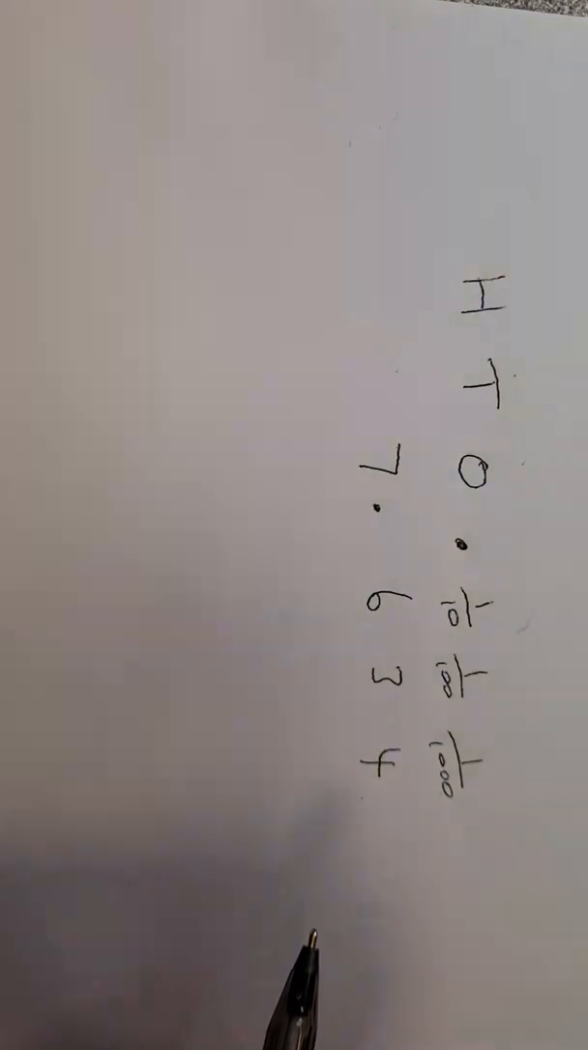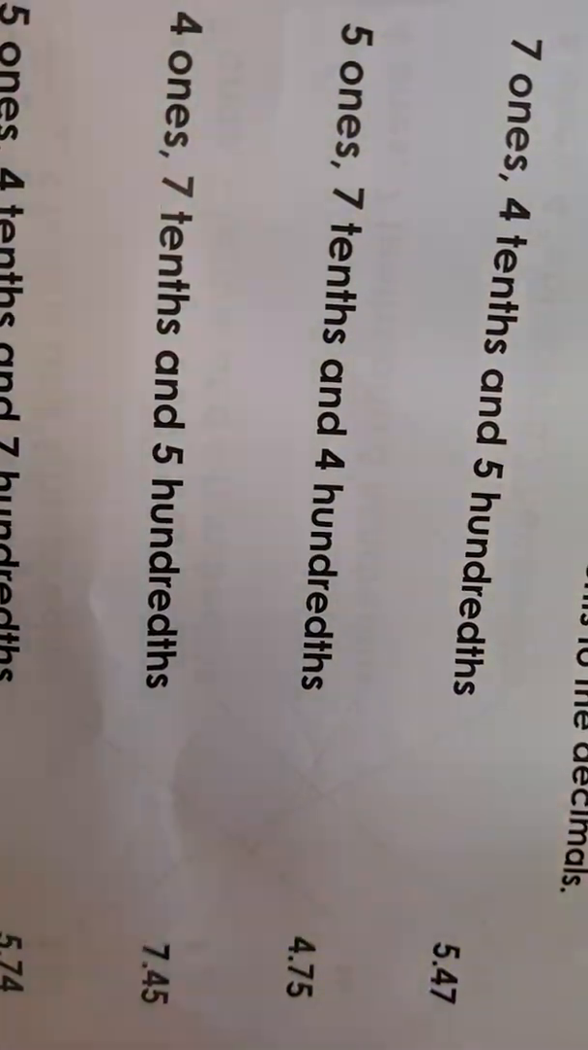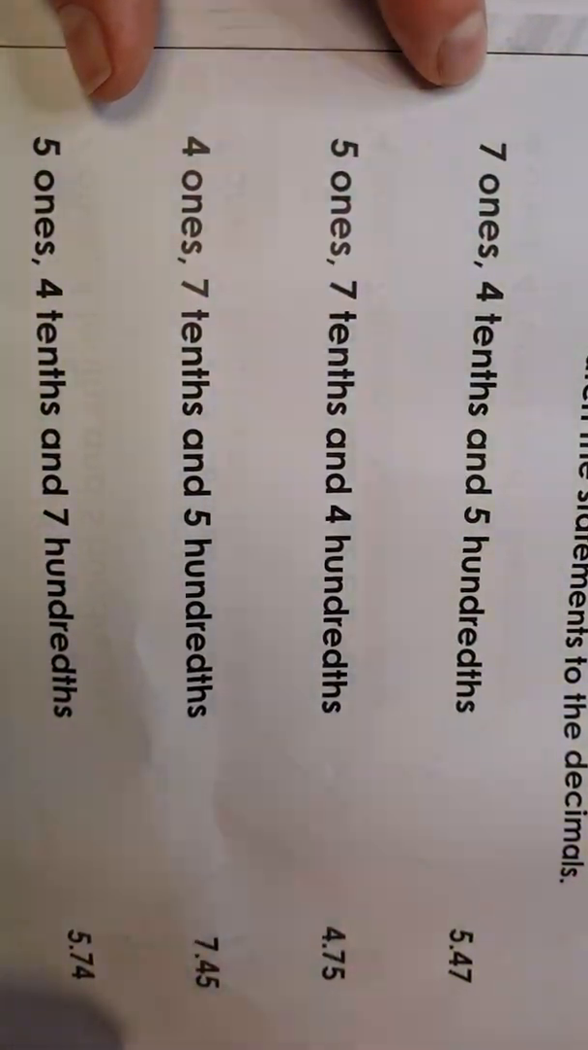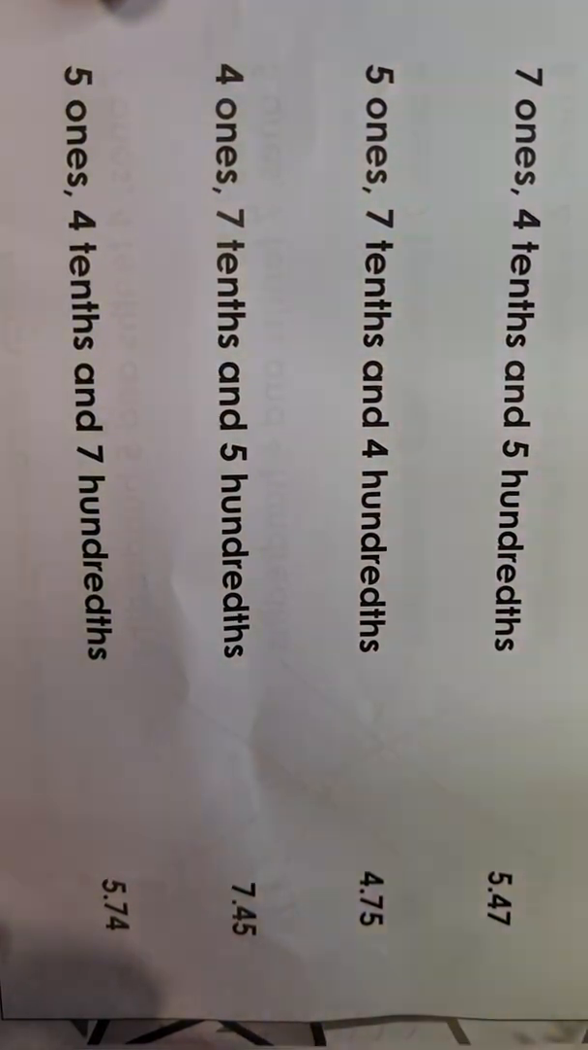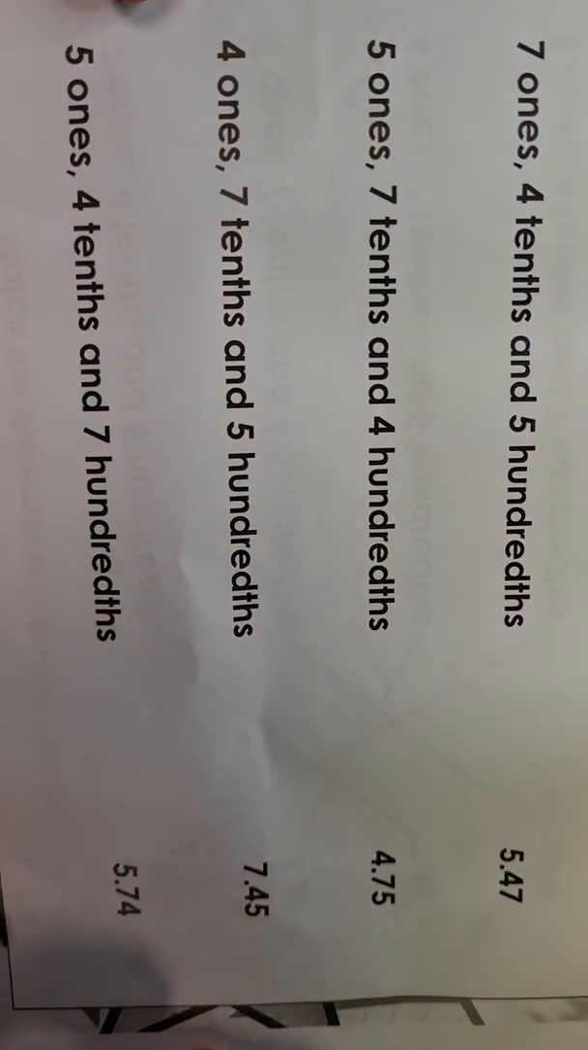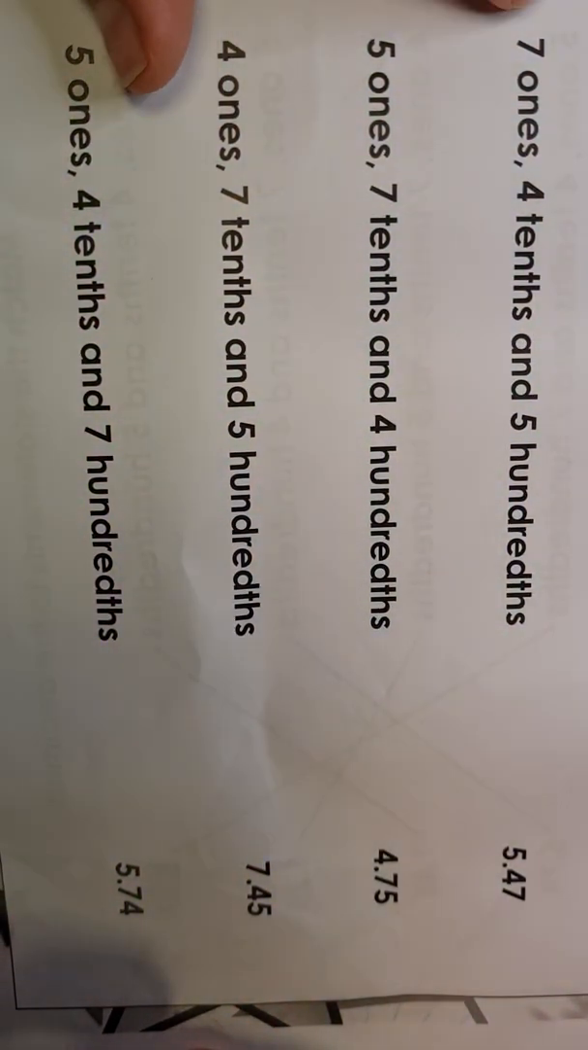So if we have a look at the first type of question that you're going to be coming across on your question sheet, this asks me to match the statements to the decimals. So if I look down here at the written numbers, I've got 7 ones, 4 tenths and 5 hundredths.